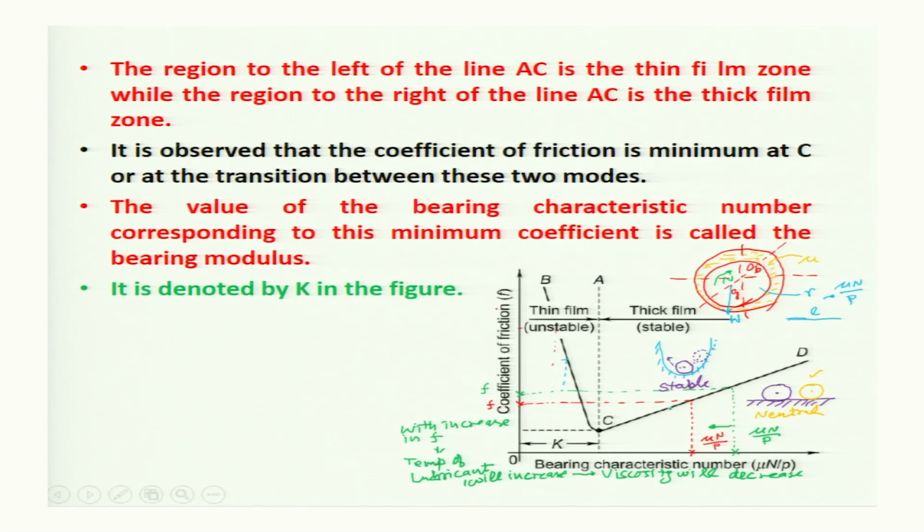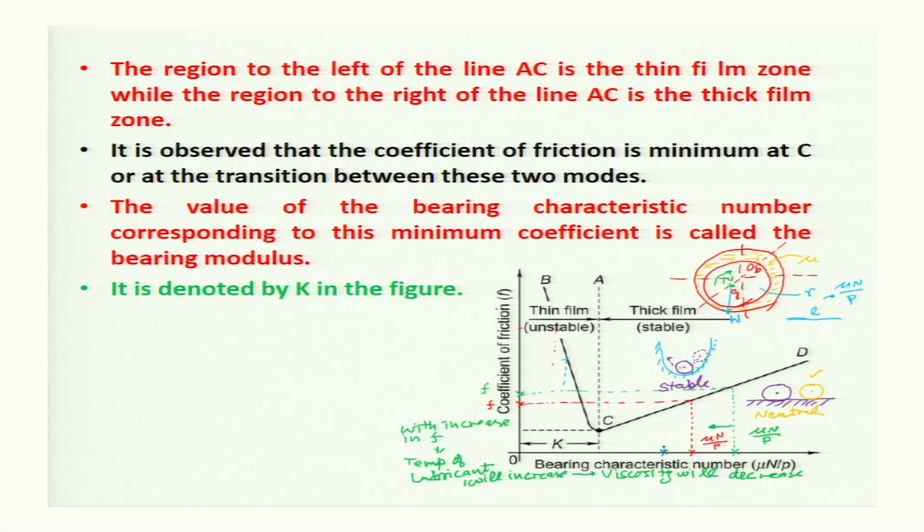If due to certain reason this bearing center has displaced to a new location, then there will be automatic correction, and that automatic correction will again bring back the journal center to its original equilibrium location. And the same thing will happen if your parameter changes from this red colored space to a new space given by this blue one.